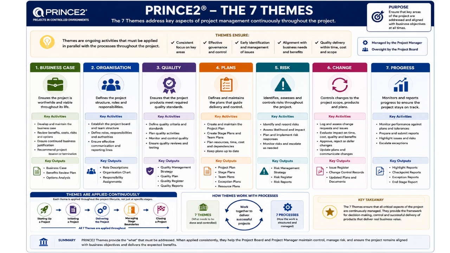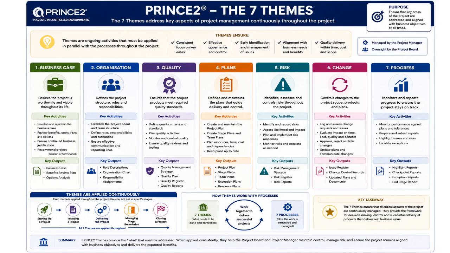The second theme is organization. This theme defines the project's governance structure, reporting relationships, responsibilities, and authority levels. It ensures that the right people are involved in decision-making and that accountability is clearly established. Governance clarity is essential for effective communication, escalation, and project control.